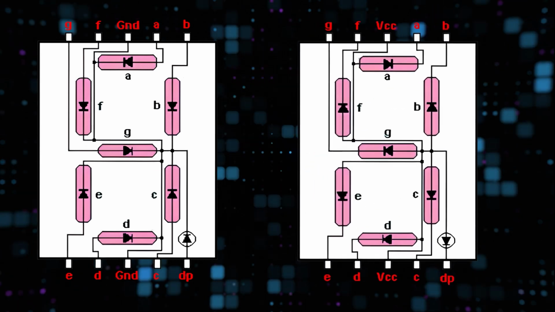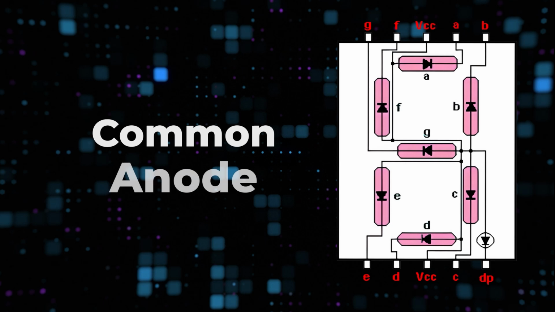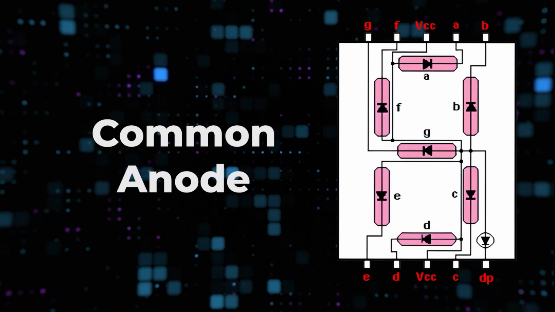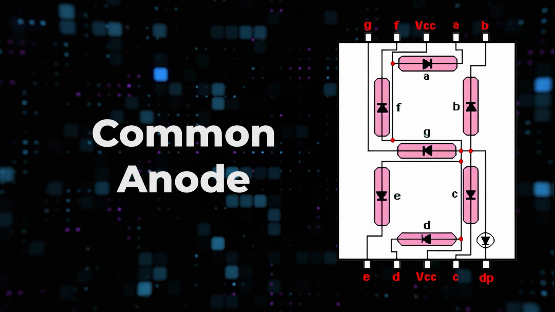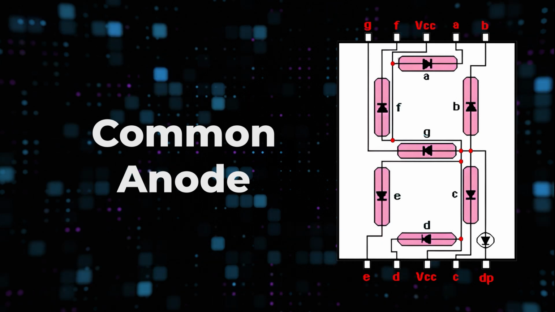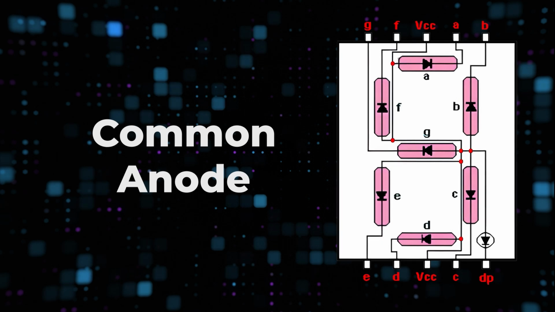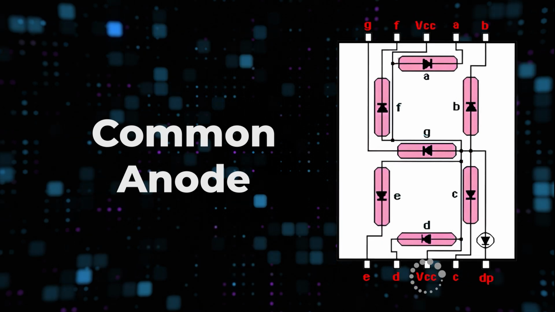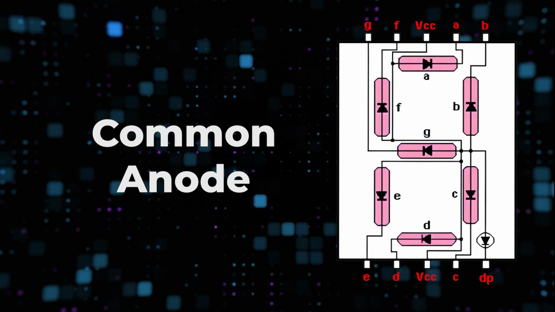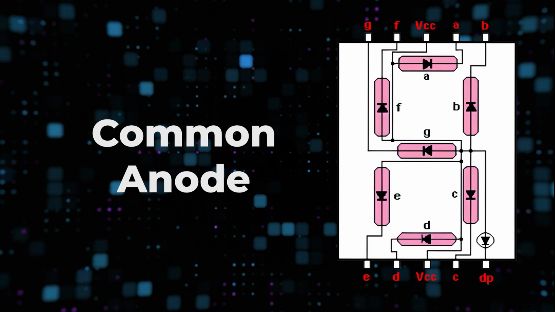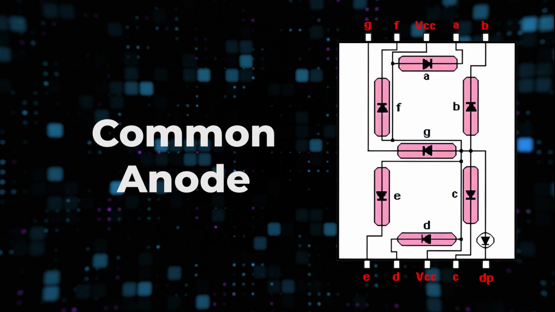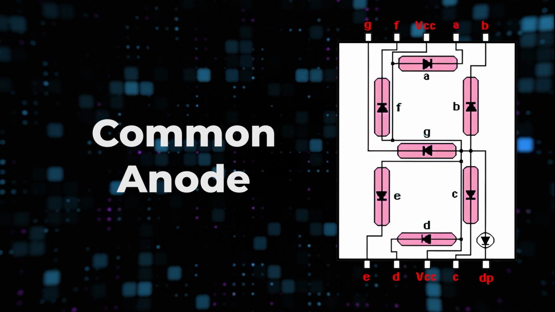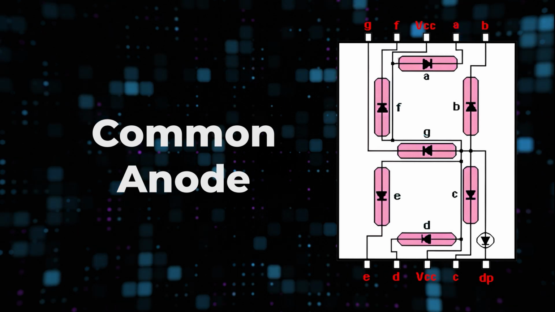On the other hand, in common anode 7 segments, the anodes of all diodes and LEDs are connected together, and they are connected to the pin which is in the middle of both the top side and bottom side of the 7 segment. So these pins are connected internally, and when you are preparing the circuit, you don't need to connect these two pins together. And the cathode of each segment is connected to different pins.